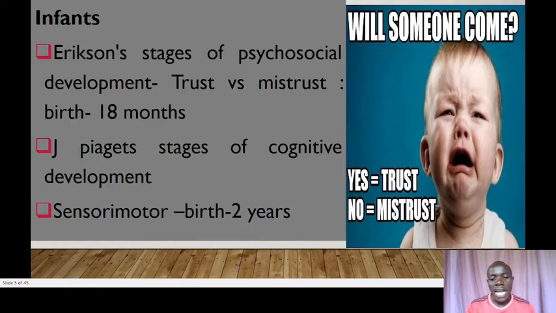So guys, in our presentation today, we are going to concentrate on the two scientists, as we have said, Erikson and Jean Piaget. We'll start with the first stage, the infancy stage. For Erikson, the major task here is gaining trust and overcoming mistrust. While Jean Piaget, on the cognitive aspect, is looking at the sensorimotor stage.